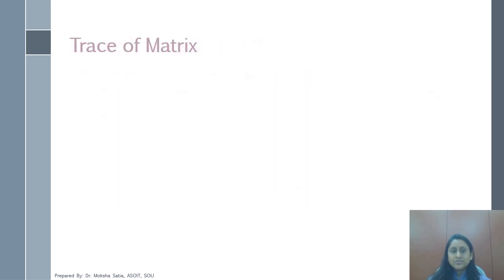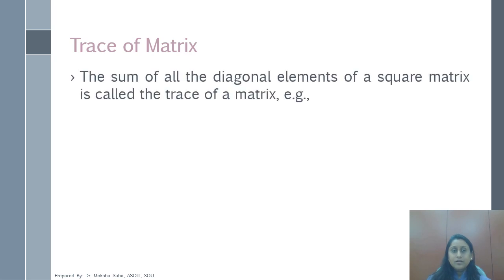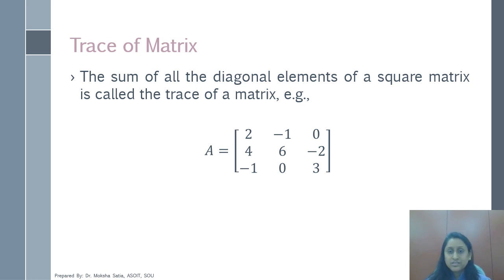Now, next is the trace of a matrix. The sum of all diagonal elements of a square matrix is called the trace of the matrix. That means we need to have a matrix which should be a square matrix. Now we need to pick up the elements which are on the diagonal. So in this matrix we have 2, 6 and 3 on the diagonal. If we sum all these 3 elements we will have the trace of the matrix. For example, 2 plus 6 plus 3 is 11. That means the trace of this matrix A is 11.